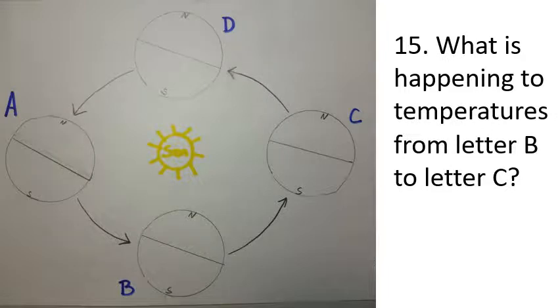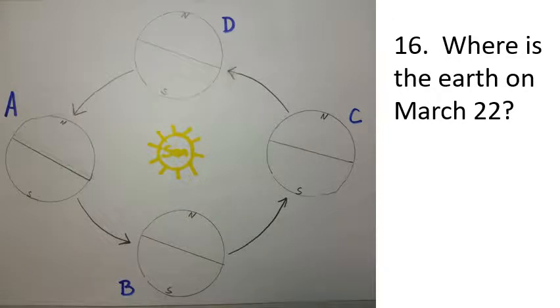What's happening from B to C in terms of temperatures? Well, this is fall. This is the start of fall. This is September, which we can still be pretty hot in September, especially in Georgia, but this is December. What happens to the temperatures as we go through fall? They get colder because we're getting less and less sunlight, less and less energy. Temperatures are going to go down.